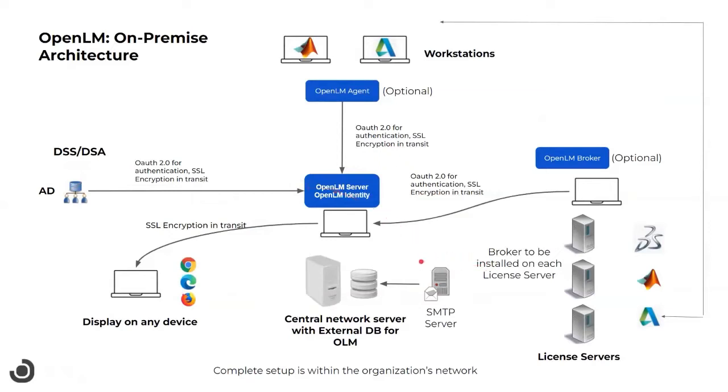Also, since we have the capability of sending email alerts to the stakeholders, you can enter the SMTP server details into the OpenLM server program, and then you can schedule the reports and send out emails or alert emails from OpenLM to the stakeholders. So basically, this is the on-premise architecture of the OpenLM product.